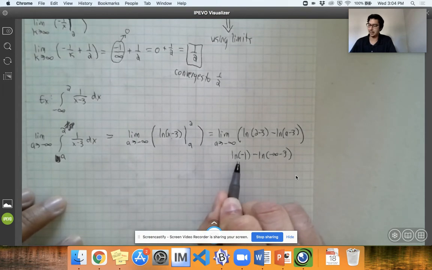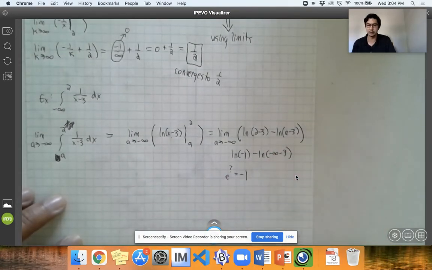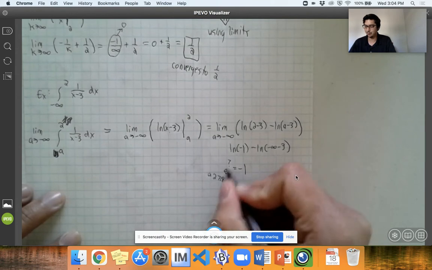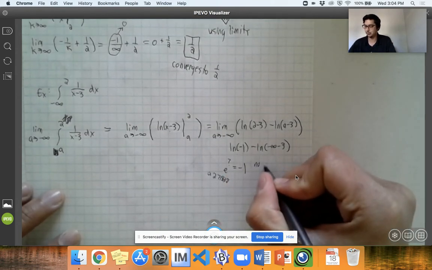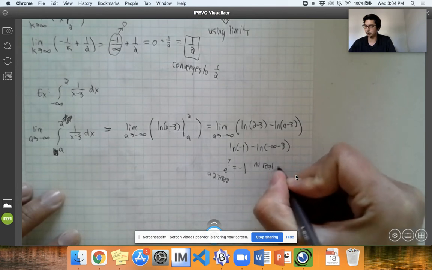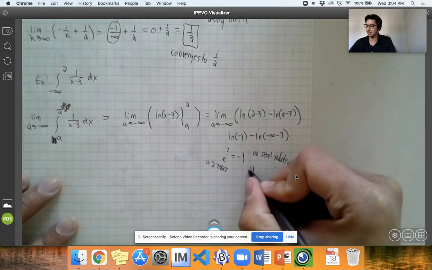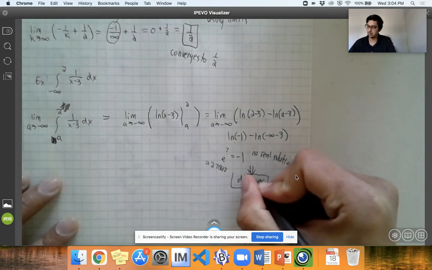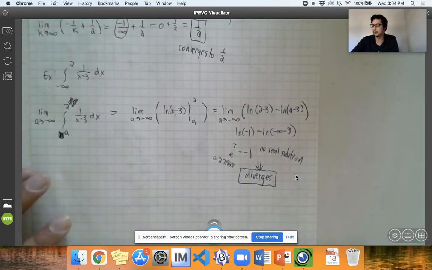Now, what's natural log of negative 1? Well, that's asking you e to what power equals negative 1. Now, remember, e is a number. E is approximately 2.71828, Euler's number. And you can't raise it to a power to get a negative number. So this is no solution, no real solution. So what that implies is that this diverges. This is not going to converge to a finite area.